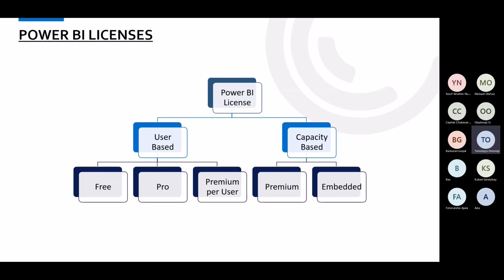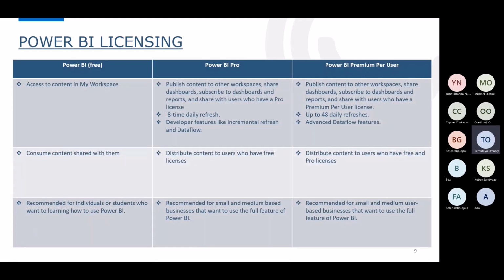For the capacity base, those are bigger organizations. We have the premium, and also the Power BI Embedded. So those are the two groups, and these are the licenses available in Microsoft Power BI: the free, the pro, the premium per user, the premium, and the embedded. Let's talk about the difference and what advantage you have with the different licensing.